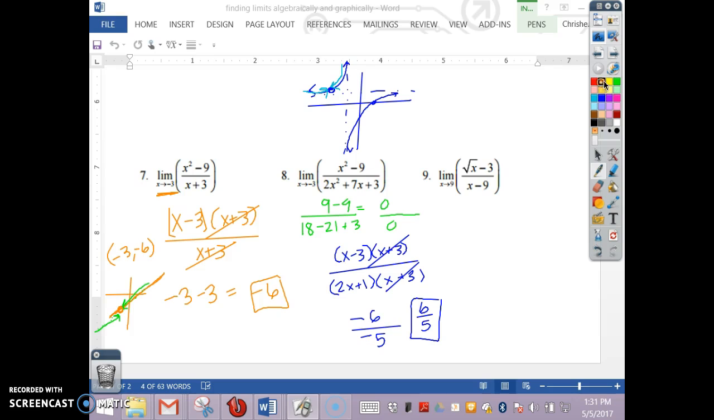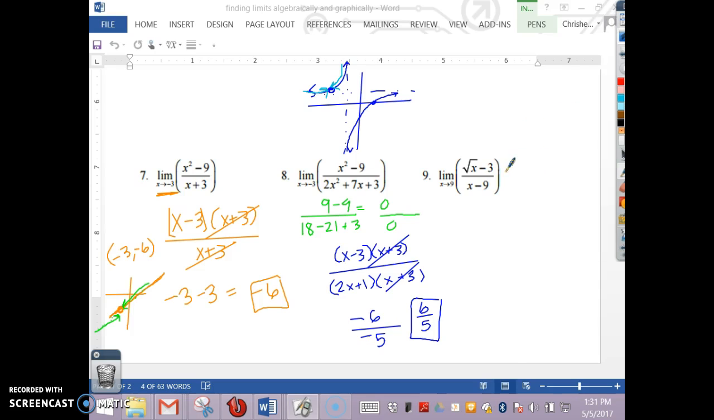Okay, this last one, again, if you plug in a 9, you're going to get 0 over 0, which is indeterminate form. That does not mean that the limit doesn't exist. That does not mean that the limit is 0. It means you have to do more work. Multiply by that conjugate again.